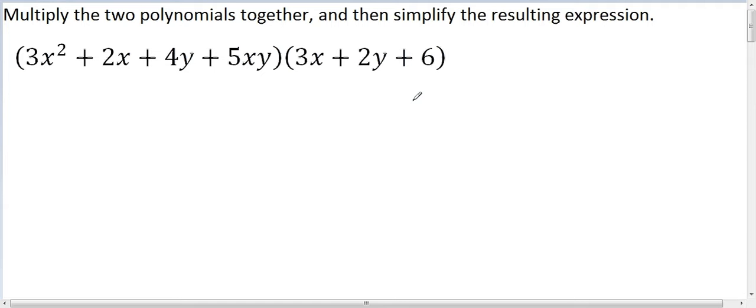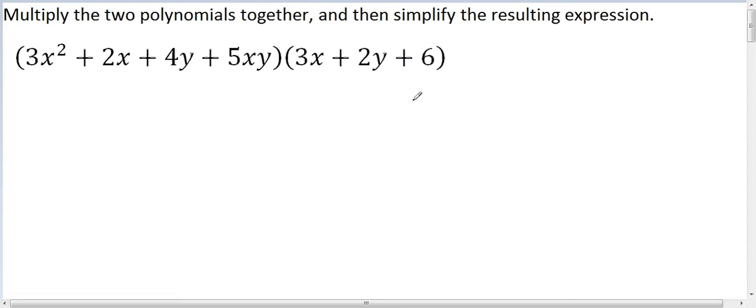The FOIL method is used to multiply two binomials together. We can extend this process to the multiplication of any two polynomials. The two basic steps are still the same. We first write out and carry out all the multiplications first, then add the resulting terms together.